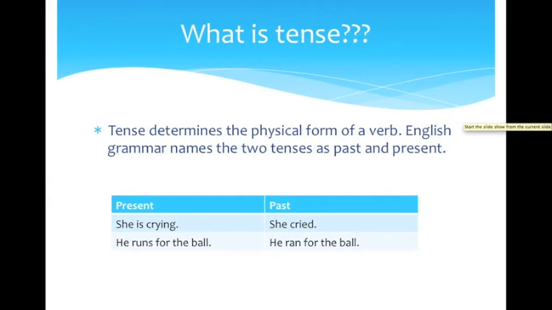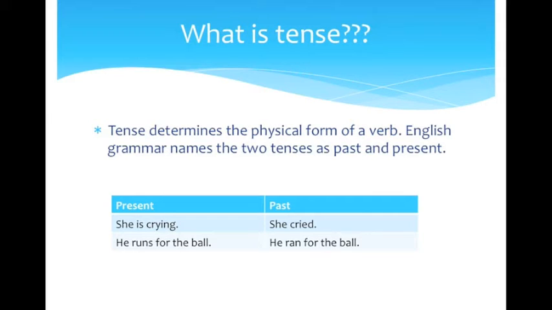Okay, so what are we talking about when we say tense shift? Let's start by defining tense. Tense determines the physical form of a verb. In English grammar, we're working with two tenses, present and past. So, as an example, in the present tense, we would say she cries or she is crying. In the past tense, we would say she cried.